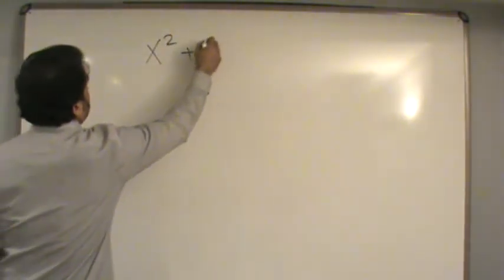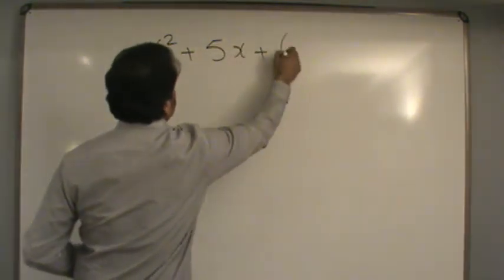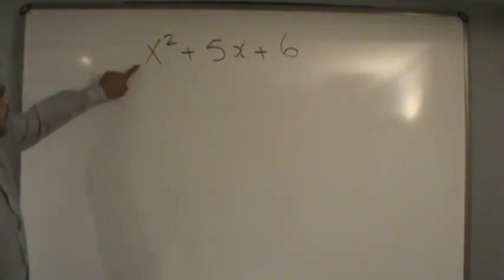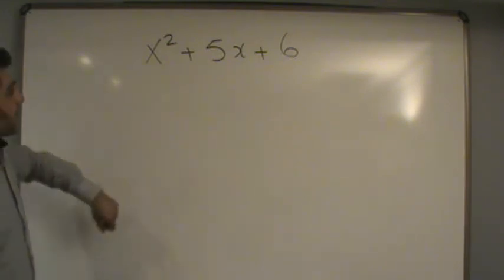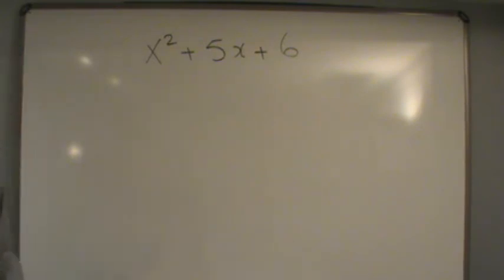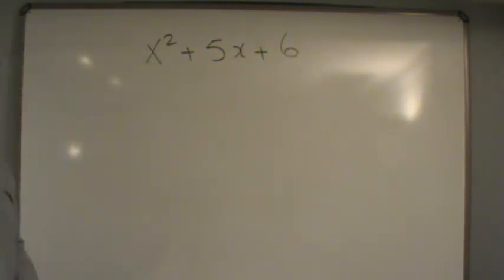x squared plus 5x plus 6. This is a simple trinomial factoring. Why? Because the leading coefficient of x squared is positive 1, and it doesn't really matter for the rest of the trinomial. So what matters is to check the leading coefficient of degree 2, which is positive 1.